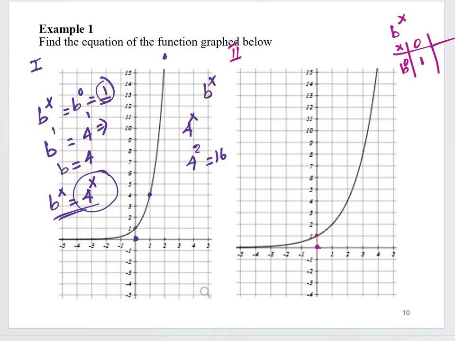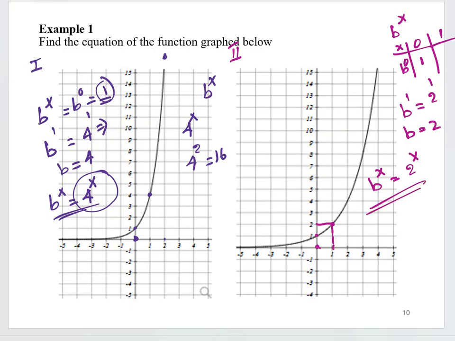When x is equal to 1, b to the power 1 is equal to... we can check the graph, it will meet at 2, right? So it is 2, meaning 2 to the power 1. That means b is equal to 2, right? So the equation of the graph is b to the power x, that is 2 to the power x.